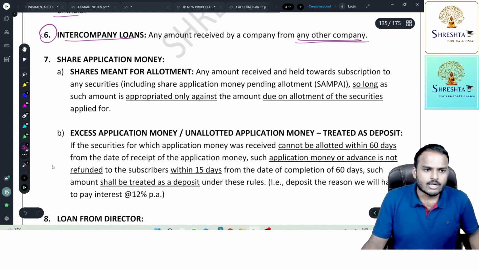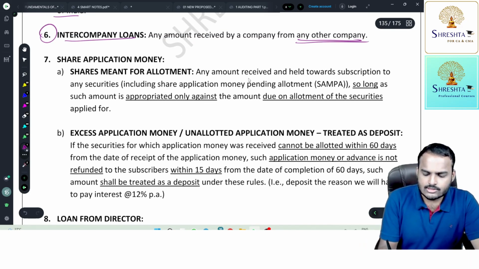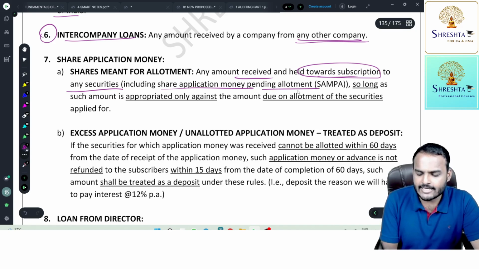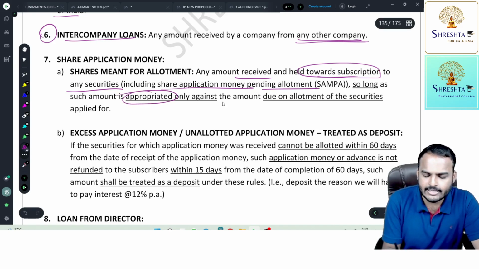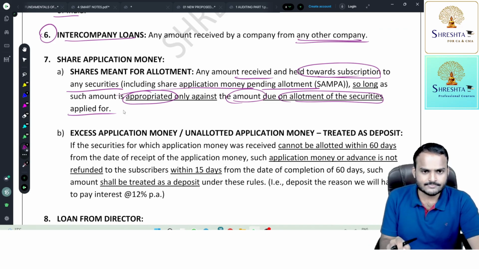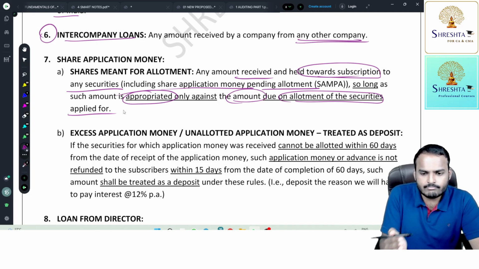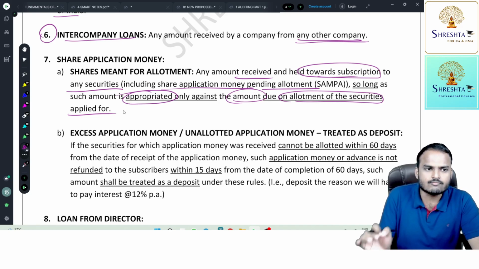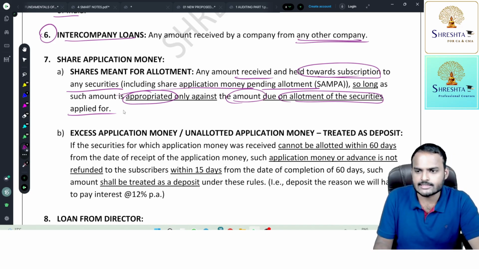Share application money. Shares meant for allotment. Any amount received and held towards subscription to any securities, including share application money pending allotment, so long as such amount is appropriated against the amount due on allotment of securities applied for. Now, if you observe the issue of shares, the company will receive money from the public first. They will receive money first, and after making allotment, they will issue shares. Yes or no? Until they make allotment, can we call that amount a deposit, sir? No, not at all. So any amount received towards subscription is not treated as deposit.